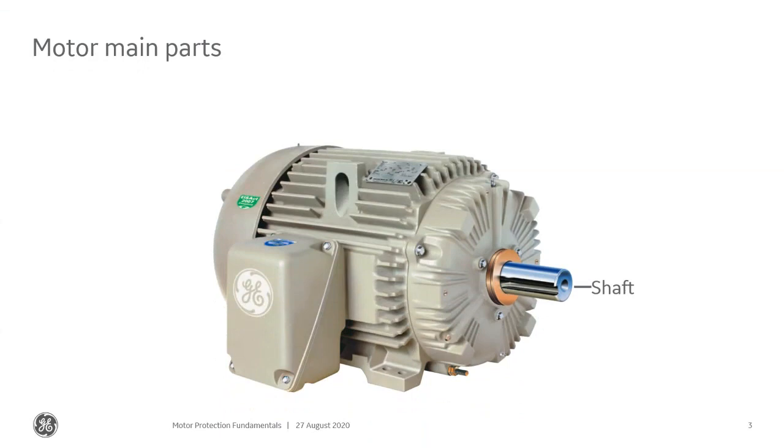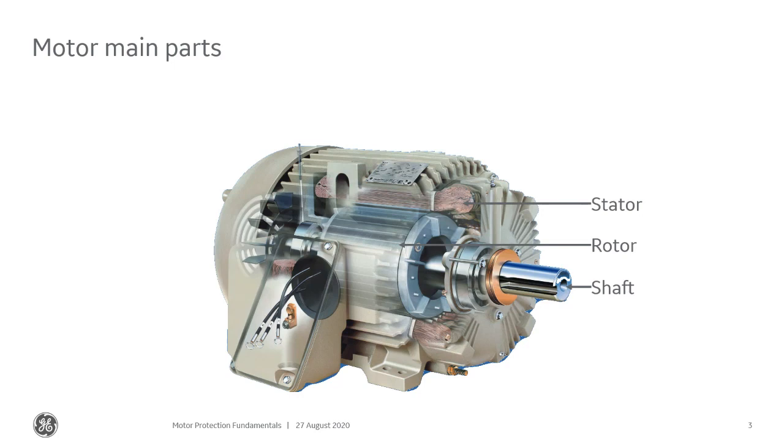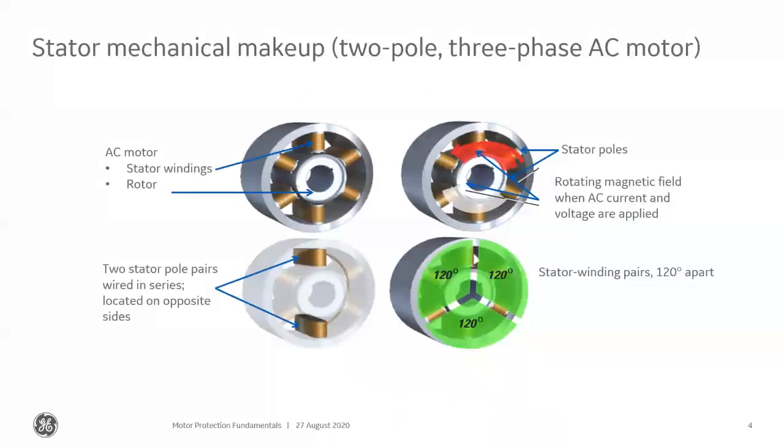So the motor has its main parts. It has a shaft as well as a stator and a rotor. The shaft is what connects to whatever it is you want to move. The stator stays still and the rotor rotates. It does this by the stator setting up a rotating field. You can see the windings in these drawings, and you can see that in this particular diagram it's a two-pole machine, so each phase has two poles. The winding pairs are 120 degrees apart, and again, that rotating magnetic field, when AC current and voltage are applied, is what then turns around and drives the rotor.